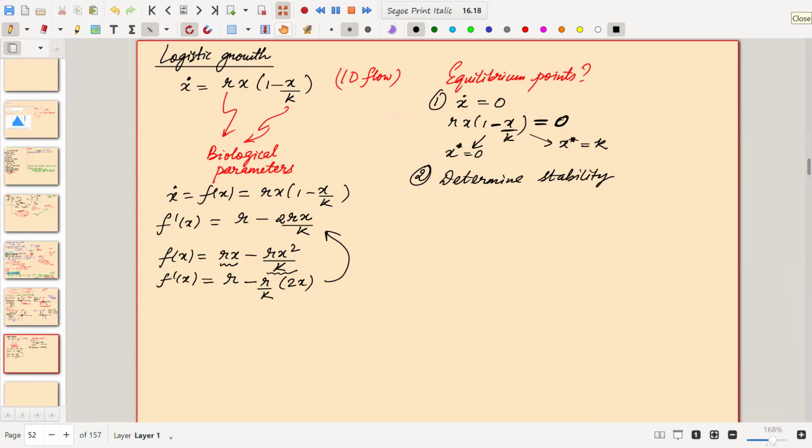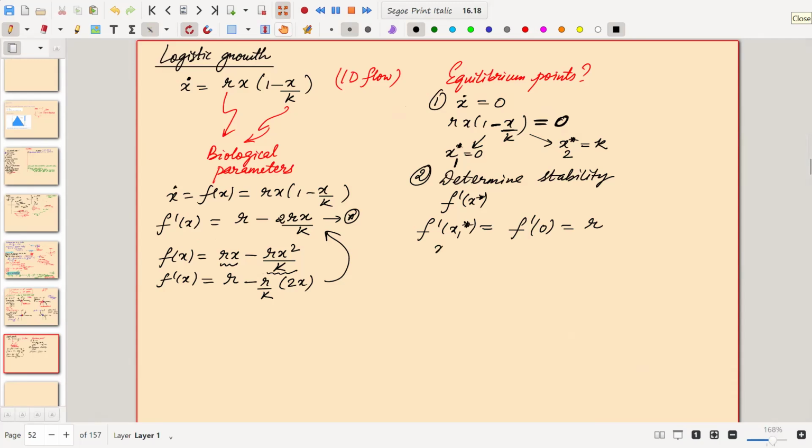So now to determine stability, what you have to do? Take f prime of x star and check the sign. Let us say this one is x1 star, this one is x2 star, two different fixed points. So what happens to f prime at x1 star? That means f prime at 0. You will put just 0. If you put x star equal to 0 in this equation, you will just get r.